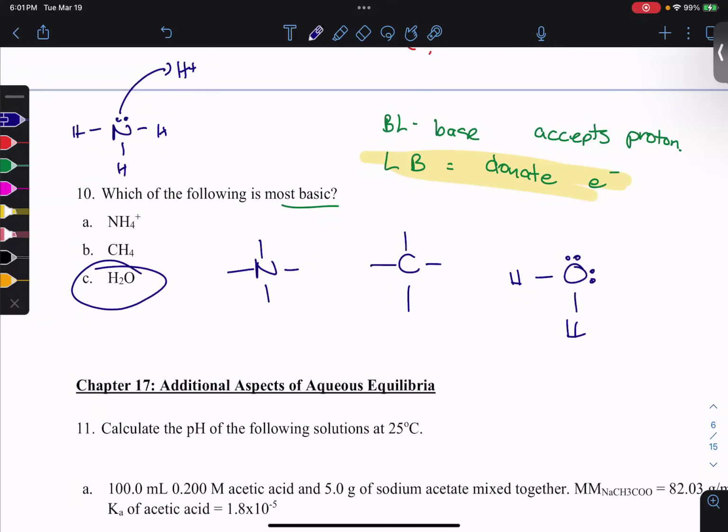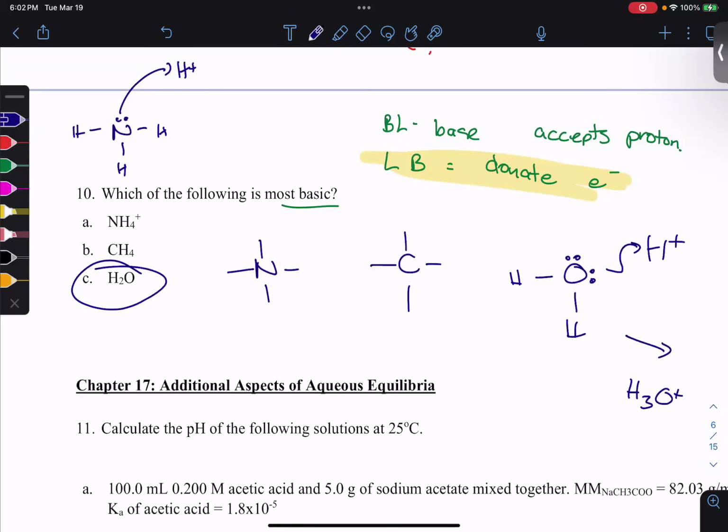And that's weird because water, we think of that as neutral, but it can still act as a base. It can still grab a proton, all right? It can grab that proton to make H3O+, hydronium, and that's a reaction that happens. So yeah, in this case, water is the most basic. All right, the other two substances can never act like a base. There's no spots for it to accept a proton because there are no lone pairs.